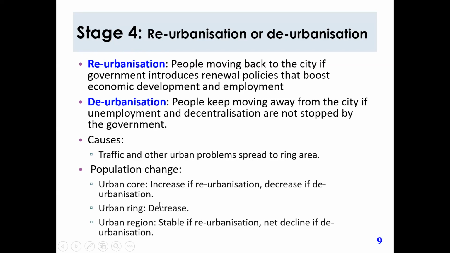Urban ring. Okay, as a whole, the population will decrease. And the urban region is stable if re-urbanization, but net decline if de-urbanization. Okay. Now, so we move on.